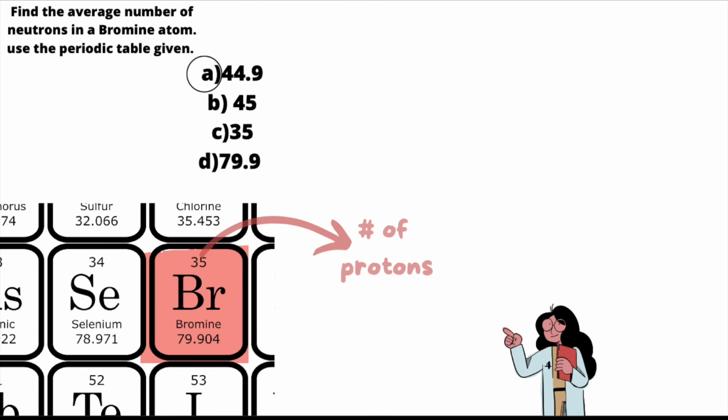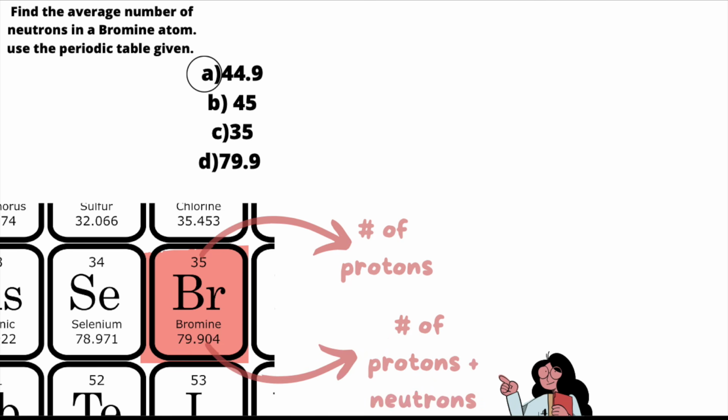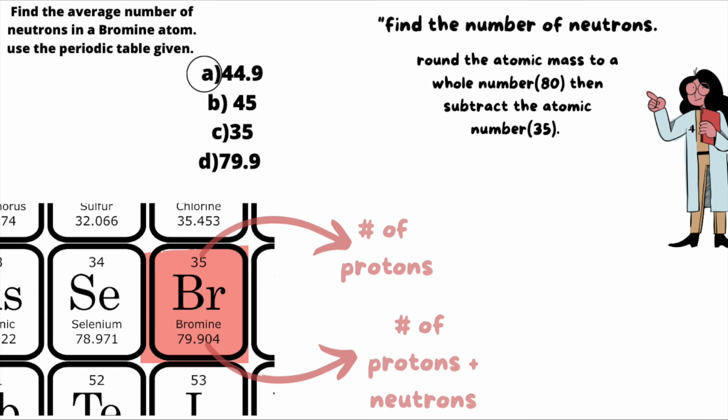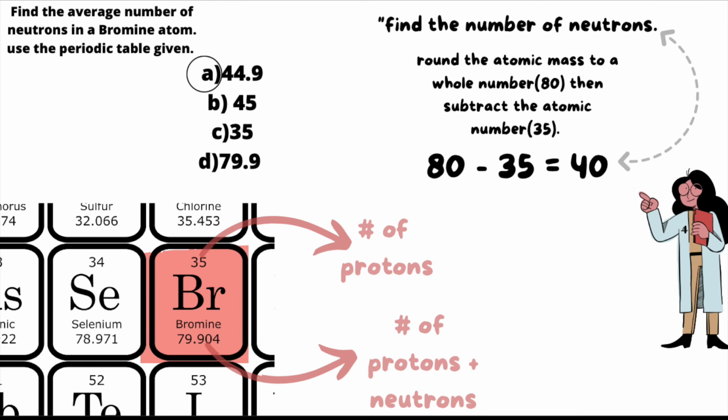And remember, our atomic number is the number of protons, and our atomic mass, rounded, would be the number of protons and neutrons. So before we look at the average number of neutrons, which is what the question is asking for, I want to review how to find the number of neutrons so that you can compare the two. To find the number of neutrons, we would round the atomic mass to a whole number, giving us 80, then subtract the atomic number, 35. So we would get 40 neutrons.